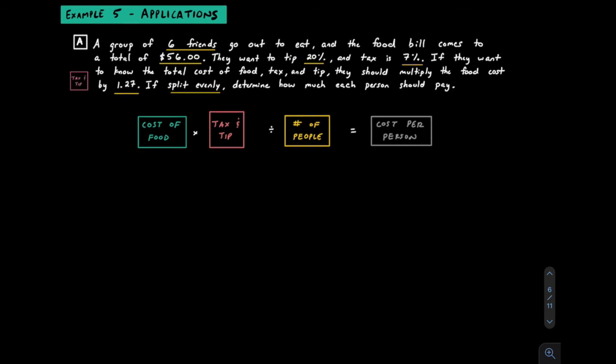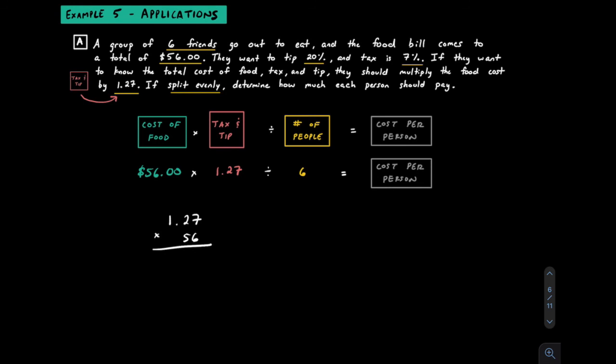Now, if you don't really know how to calculate tax and tip yet, don't worry. In this problem, you're just going to multiply the cost of food by 1.27 to get the total cost. We do know the cost of the food was $56. For the sake of simplicity, I suggested just multiplying by 1.27, or 127%. The total cost is going to be divided among 6 friends, and that's going to equal the cost per person. I'm going to start off by multiplying 1.27 times 56. Notice how the zeros don't matter from the $56, so we can leave them off.